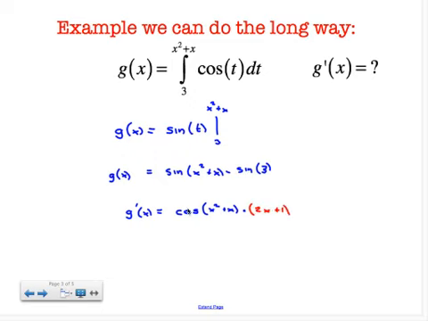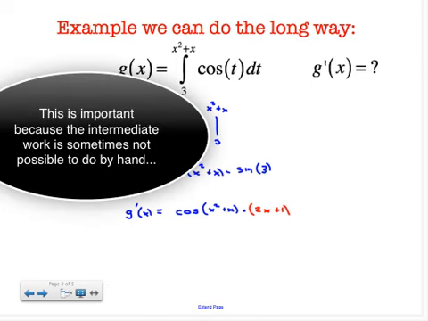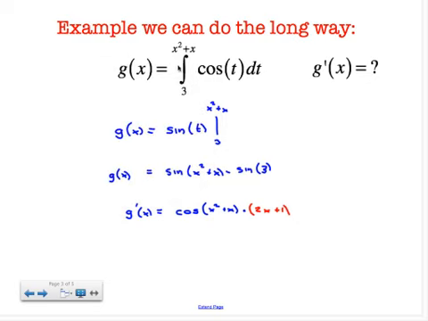Okay, so our question here is, could I have jumped from this line to this line without doing this intermediate work? In other words, can I apply the fundamental theorem part 1? And the answer is yes. Remember that said the derivative of an integral function is the integrand. Here's the integrand as a function of the upper limit. But you have to tack on this 2x plus 1. And 2x plus 1 is the derivative of this upper limit of integration.